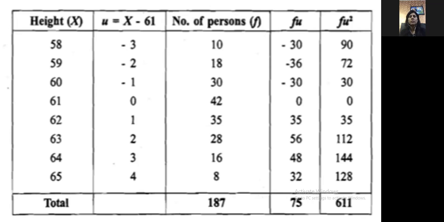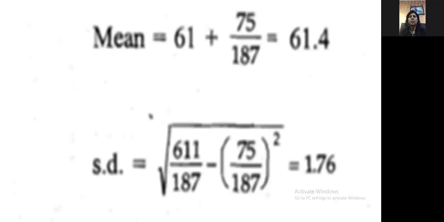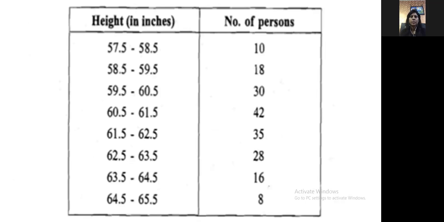After calculating all these, we get the value of the mean as, in the next slide, we will show you what we get after calculating it. Mean as 61.4, standard deviation as 1.76. So let's use it to calculate our skewness. Mean we have calculated, standard deviation we have calculated, but we have not calculated the mode. So we will calculate the mode now.